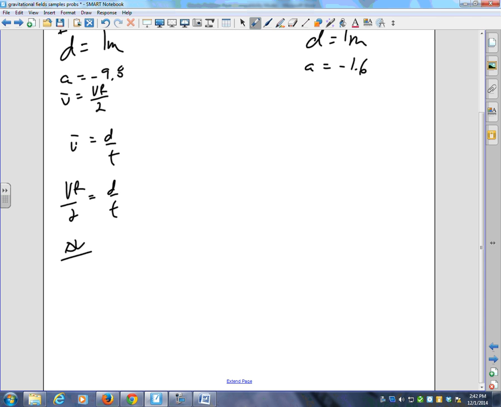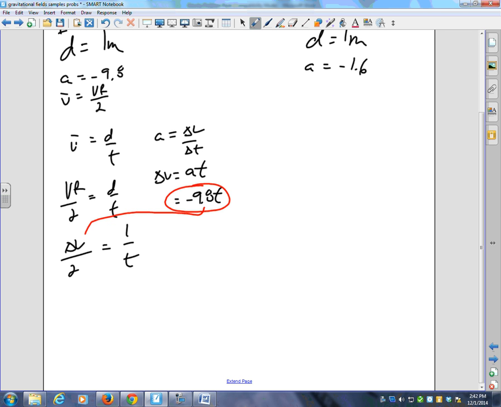And the Vf is in fact equal to what? The change in velocity, right? So change in velocity over 2, and I know my displacement is 1. Okay? I'm just proving it here, right? Delta v, what's the formula for delta v? a equals delta v over delta t. So delta v is equal to a times t. In this case, that's going to be minus 9.8 times the time, right? Remember us doing these on Friday? I'm going to take that value right there, and I'm going to plug it in for delta v. Just watch and learn.